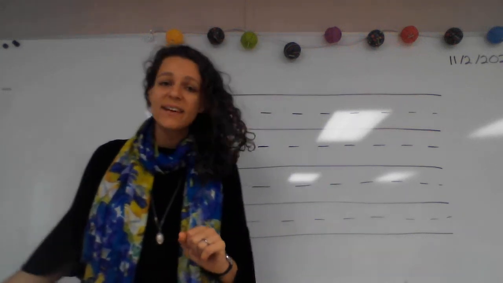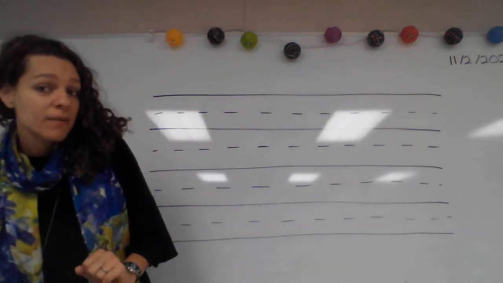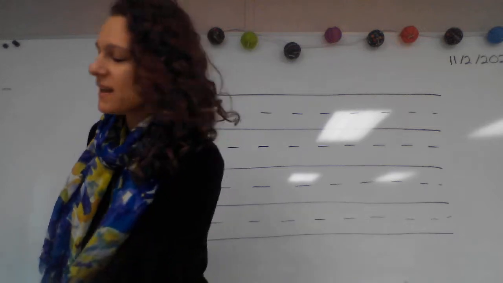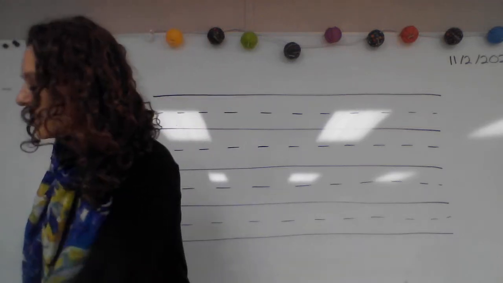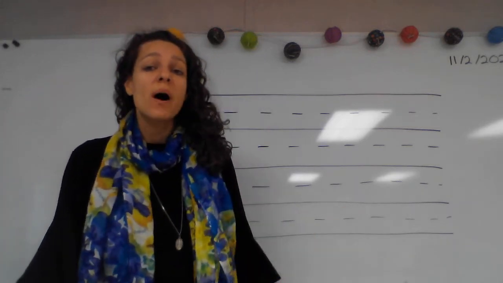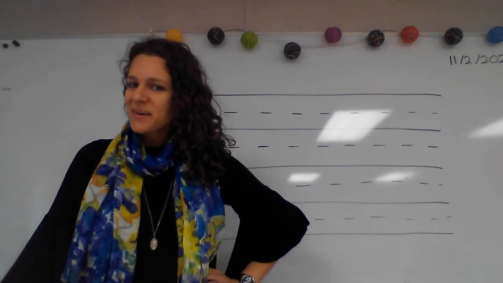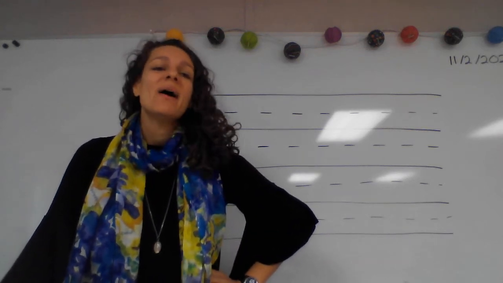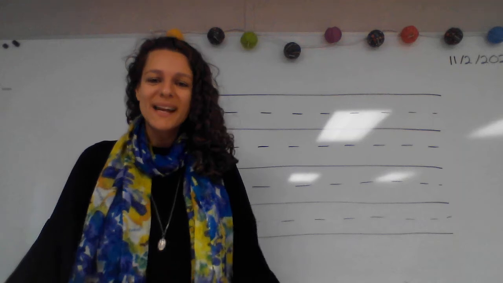Good morning, second grade. Let's get started with some phonogram review and then our spelling words. All right, our first phonogram is ow, o, oo. What are you going to write? Good, ow, o, oo. Say it while you write it.